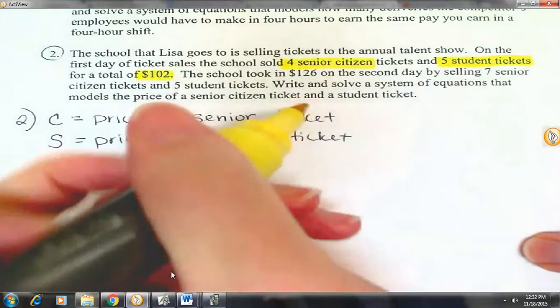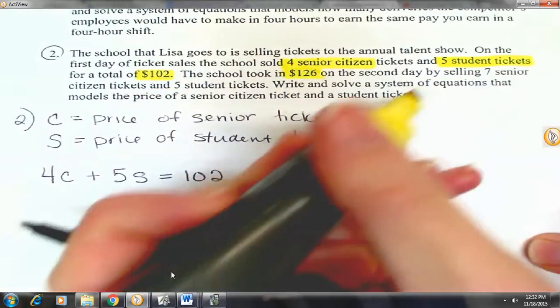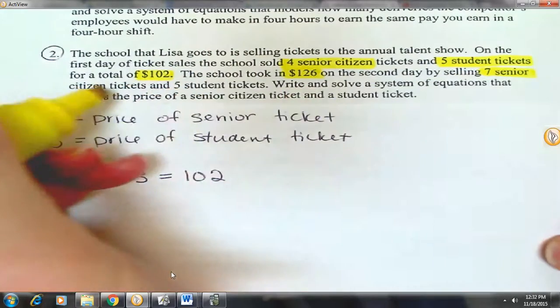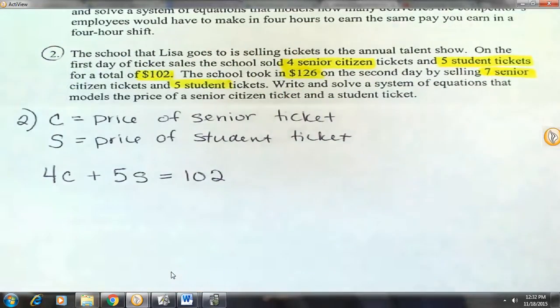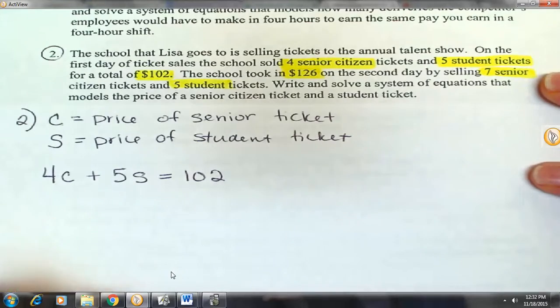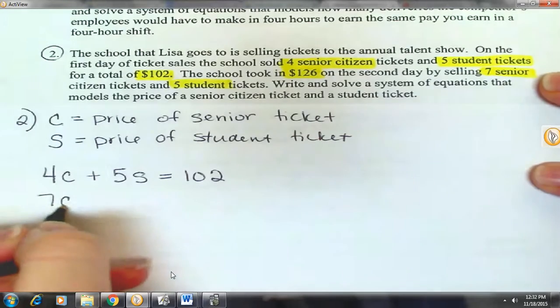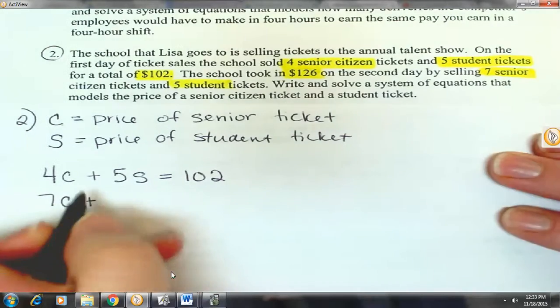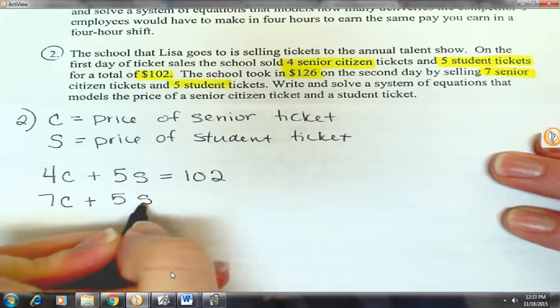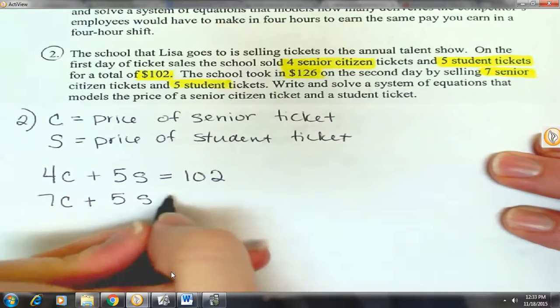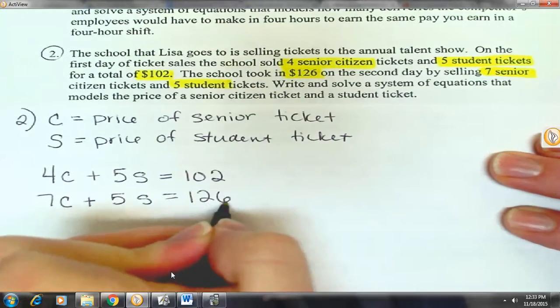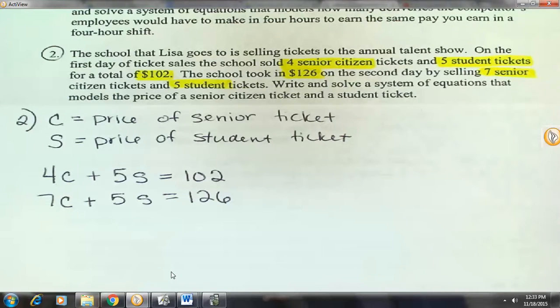On the second day, we know that they brought in $126. They sold 7 senior citizen tickets and 5 student tickets. So 7 senior tickets, 7C, plus 5 student tickets, 5S, for a total of $126. Alright, so we have a system of equations here, which we can solve to figure out the price of 1 senior ticket and the price of 1 student ticket.